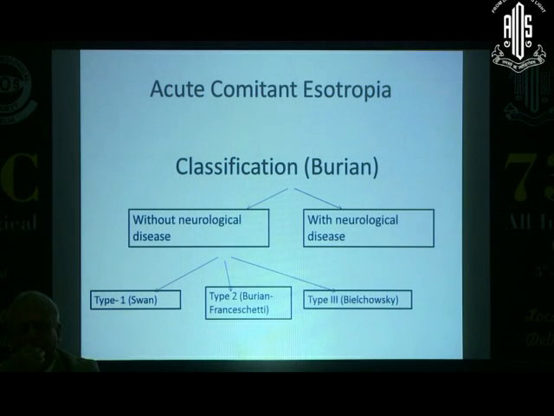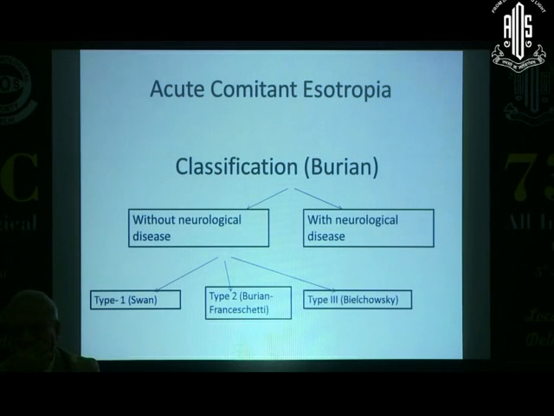The classification given by Burian is that the acute comitant esotropia, or an esotropia presenting to you in an older age group, would broadly be divided into two groups. One, where there is a neurological disease which you should look for and essentially should be evaluated for in each and every case that presents to you with acute comitant esotropia. It's like a neuro-ophthalmological disorder presenting to a strabismologist. So whenever you suspect an acute comitant esotropia or whenever a patient has diplopia, you have to think, could this be precipitated by a neurological disease.